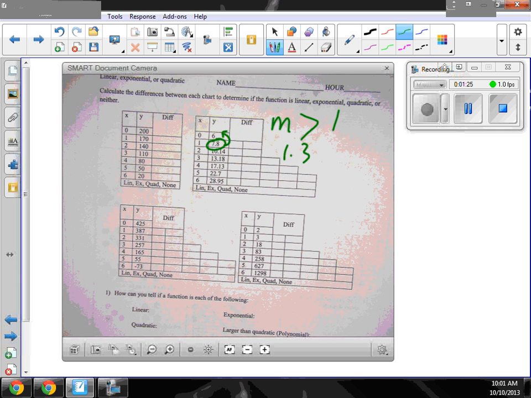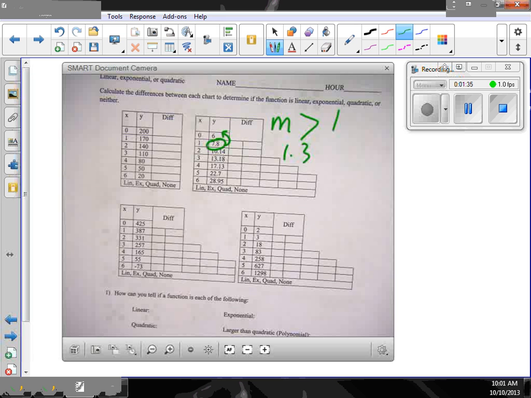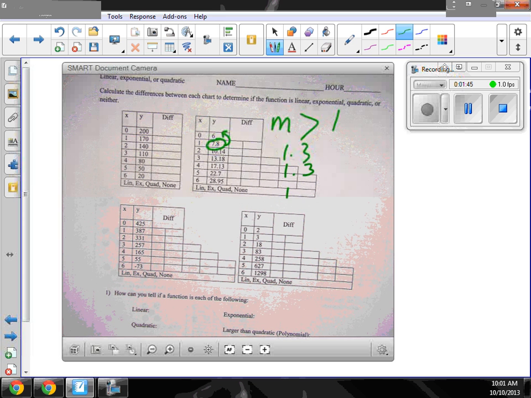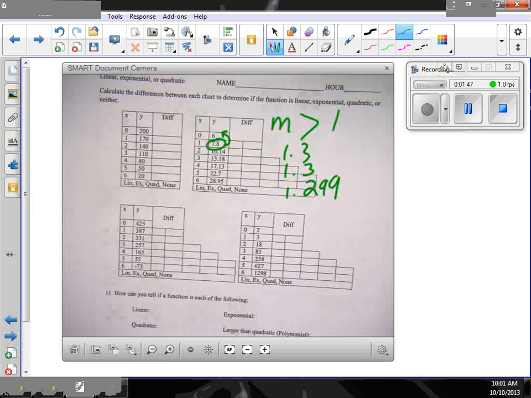So if you ended up with, what was it, 0.76? If you ended up with 0.76, that's the wrong m value because you can see that we're increasing. But as long as it's 0.76, 0.76, 0.76, then you know it's exponential. But if you wanted to write the equation, you need to divide it the correct way. So the next one I get 1.3, and the next one I get 1.299.